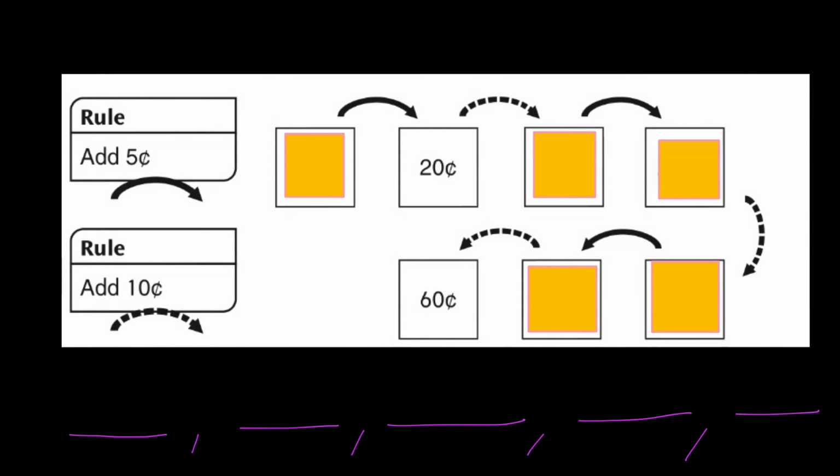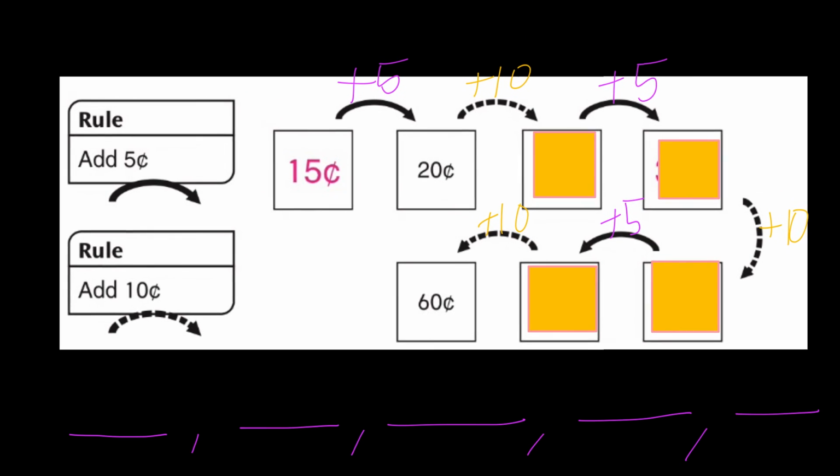So here's what I do. My first rule is to add 5. So on my solid arrows, I need to add 5. Add 5. Add 5. On my dotted arrows, I need to add 10. Add 10, add 10. So here's what I'm thinking. To go from a number and add 5 to get to 20, that means I would have started at 15. If I was at 20 and I added 10, I would have gone to 30.